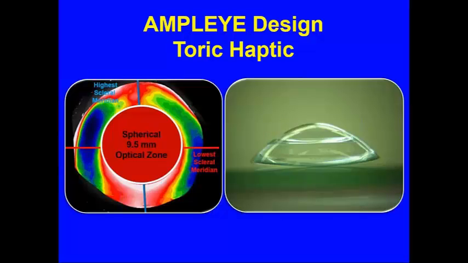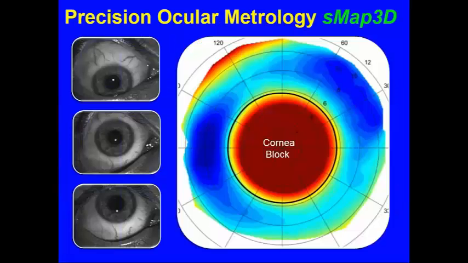I had mentioned a little bit earlier that the Ampleye lens design is available in a toric haptic. This was all predicated on studies we performed at Pacific that showed that there was approximately 115 micron differential in the height of normal eyes. That is, from its lowest scleral spot to its highest. This was all accomplished through some wonderful technology.